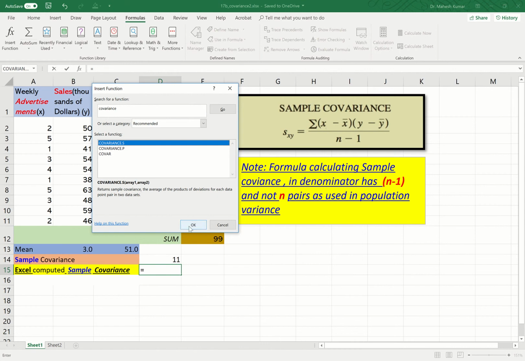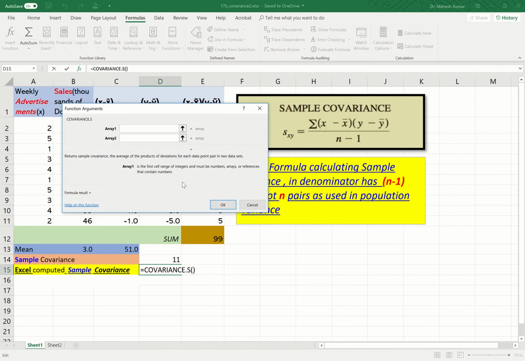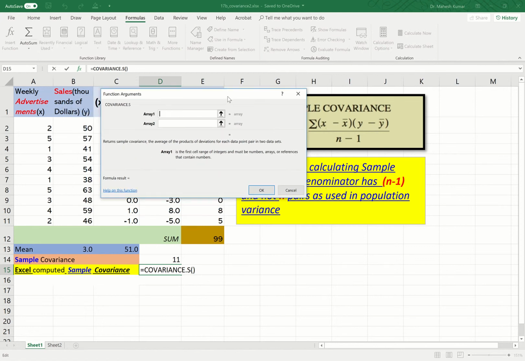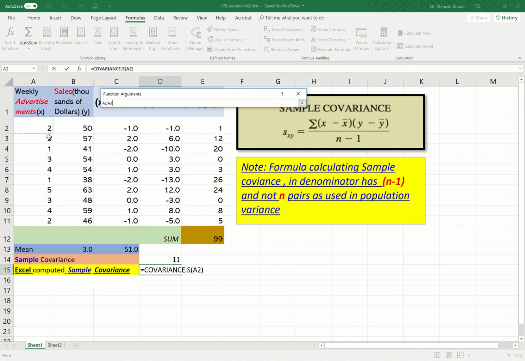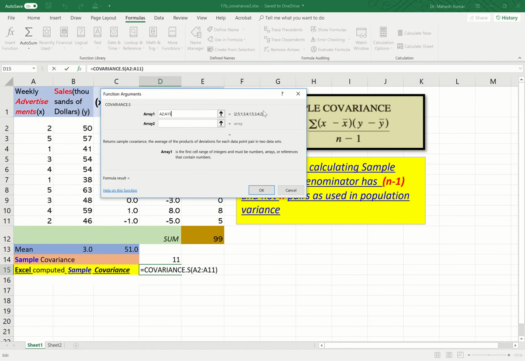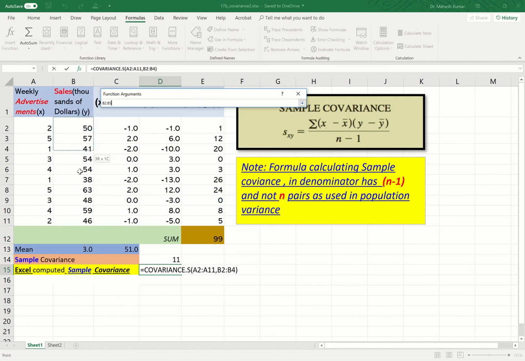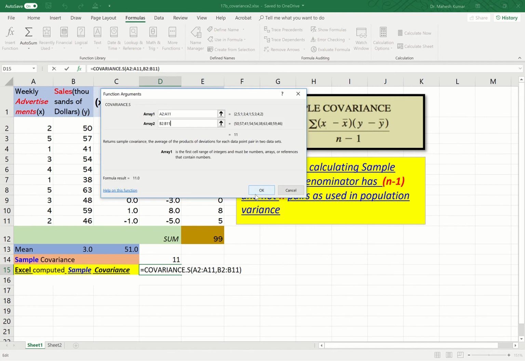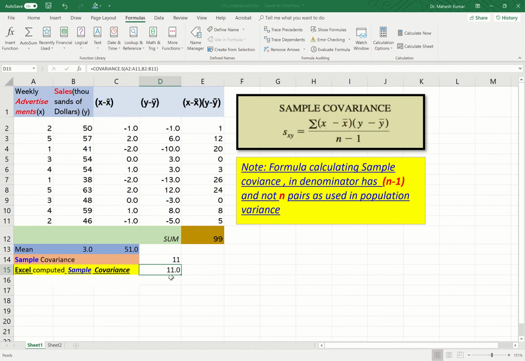sample covariance. Click OK, and here it is asking us that since it is a covariance and we are studying the association between two variables, so we need to put values from two arrays. Array 1 for us is advertisements, these 10 cells from A2 to A11, and the second variable for us is sales, so the values are from B2 to B11. So we have selected it and we clicked OK, and here we get 11. So this is the same value that we got.